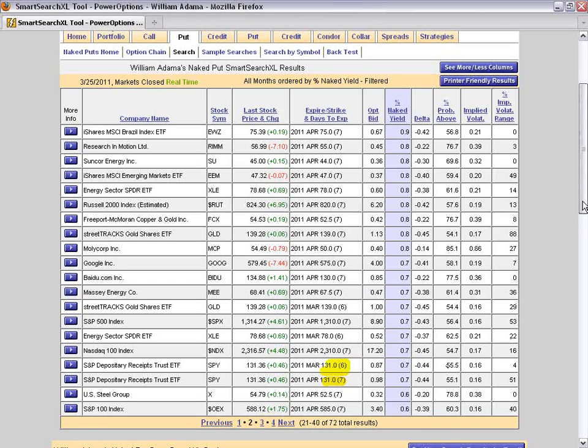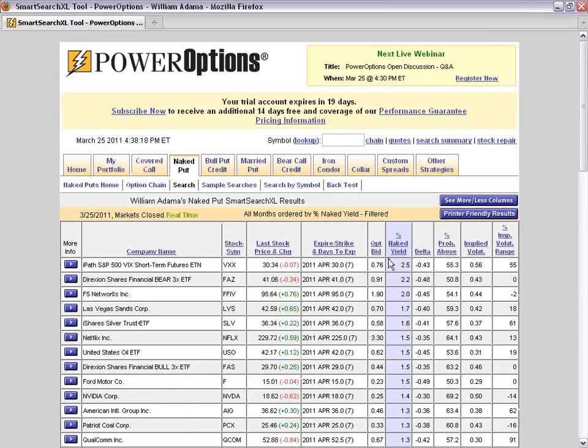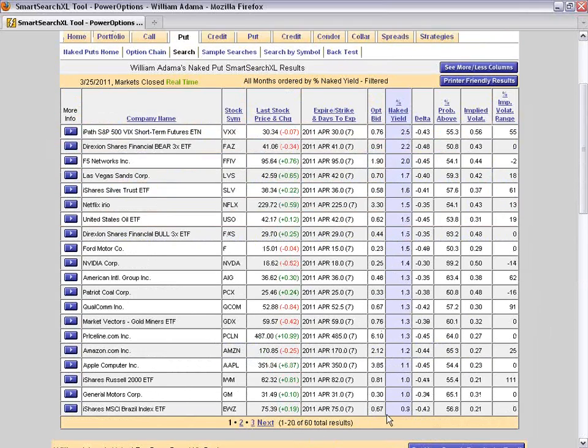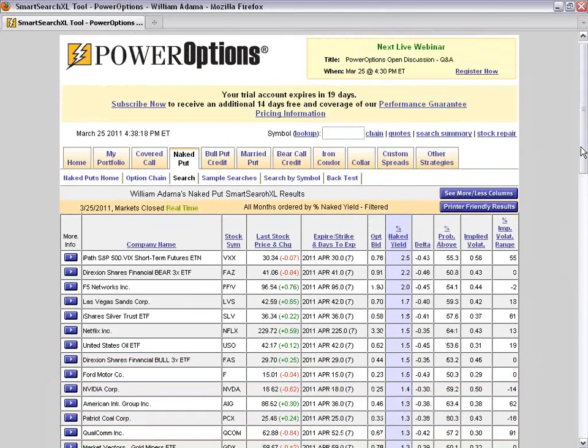So I caught myself in my own screen. Well, let's try to do this. Let's limit our days to expiration to be between 6 to 8. See if we can filter out those quarterly options. And we did, and we're back to 60 results. Okay, so that was my own fault. There are still only 60 securities now that offer weekly options. So that means there's about a dozen securities that offer quarterly options. Most of the ETFs, for example, and indexes that have quarterly options that will expire on Thursday, the 31st.